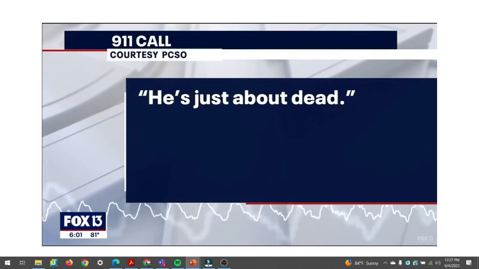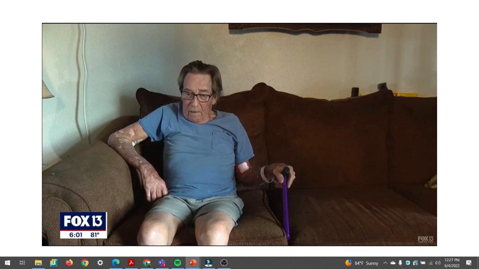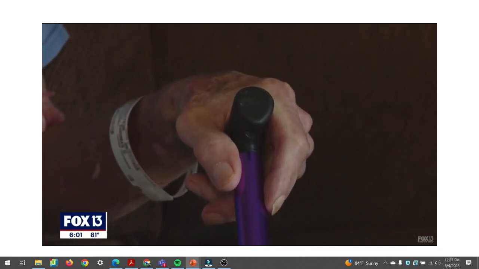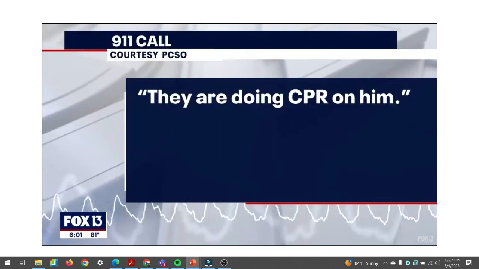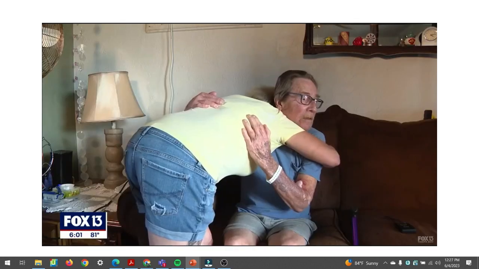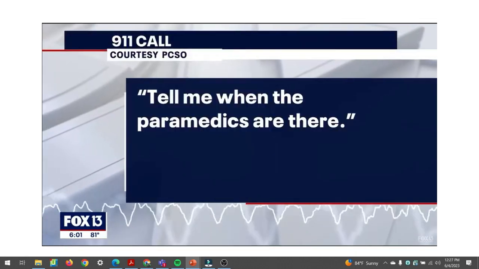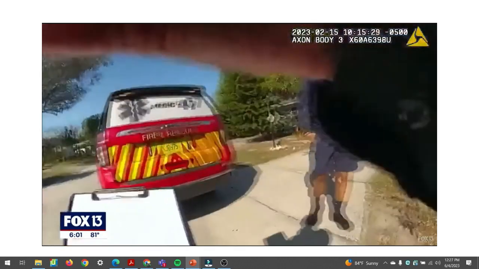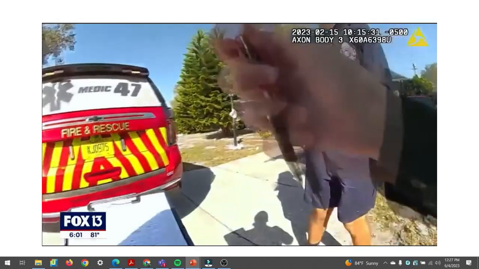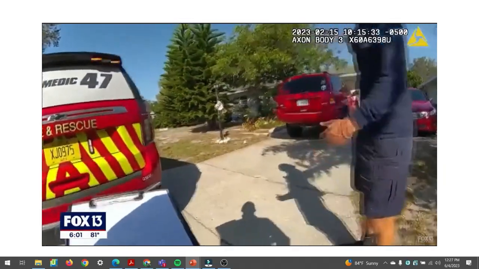He's just about dead. 66-year-old Thomas Maxwell was close to death on February 15th, but was still alive. They are doing CPR on him. His daughter Phoebe did CPR while her mom called 911. Tell me when the paramedics are there. When the medics arrived for the cardiac arrest call, the guy said, "Oh, you can stop doing that now." I says, "No, I'm not going to. He's not dead." He says, "Yes, and those are just gases that the body's releasing."